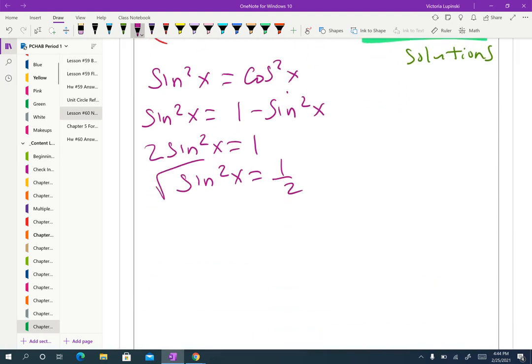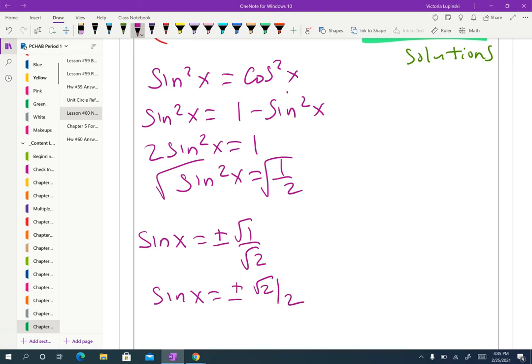To get rid of a squared, you are going to take the square root. When you take a square root, don't ever forget your plus or minus. And then the square root of 1 over the square root of 2. If you go ahead and rationalize that, you're going to get plus or minus root 2 over 2.